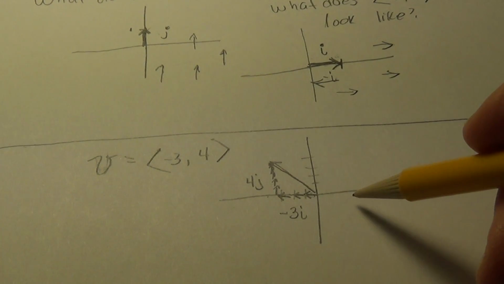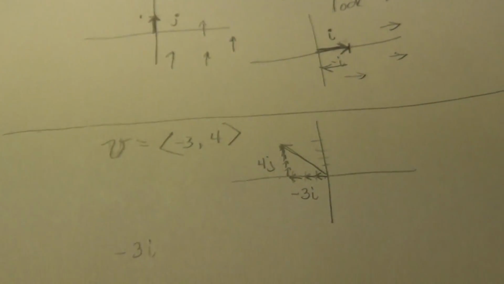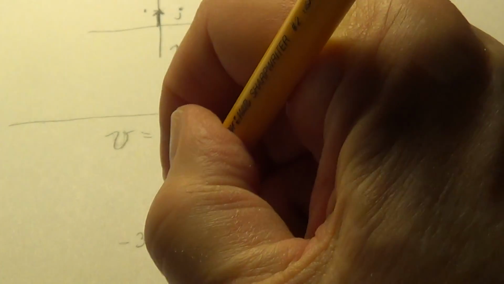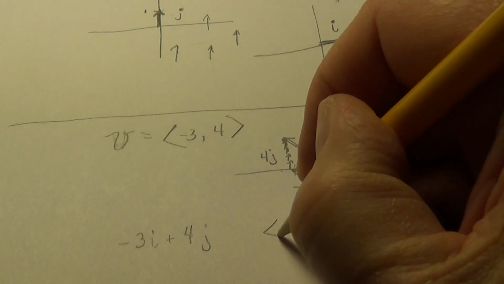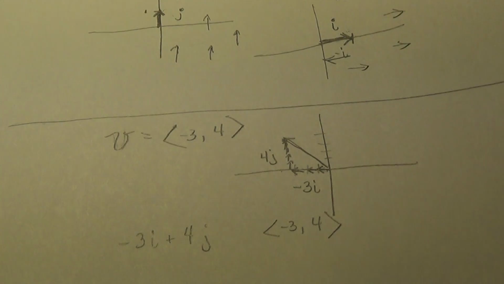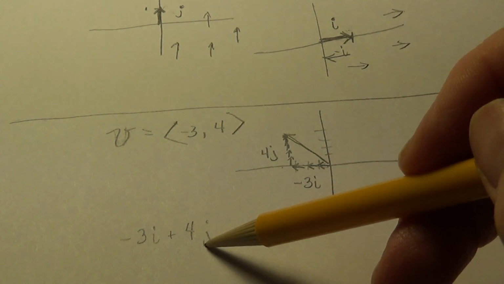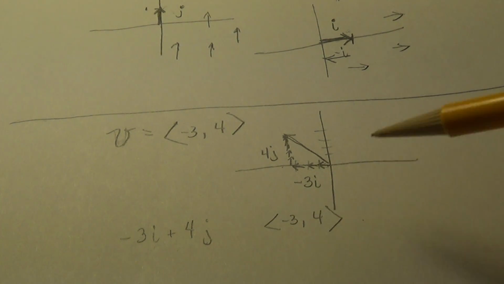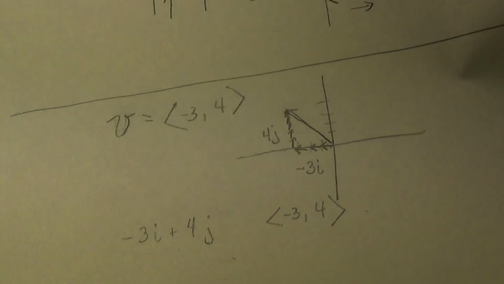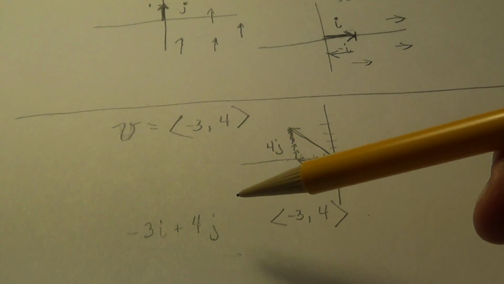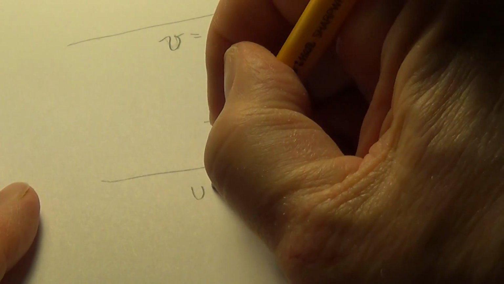So, the way we communicate that, we say negative 3i, we write the i part first, plus 4j. And that is the same as saying minus 3, 4. So you have 2 ways to say the same thing, with the unit vectors i and j, or with the pointy parentheses. Notice these require no parentheses at all. I tend to like i and j notation better, and here's one reason. I know you're dying to know why.